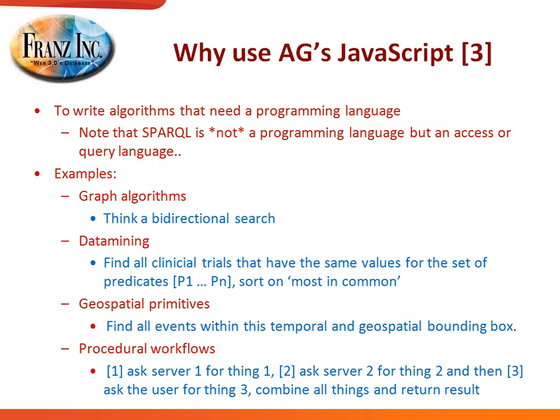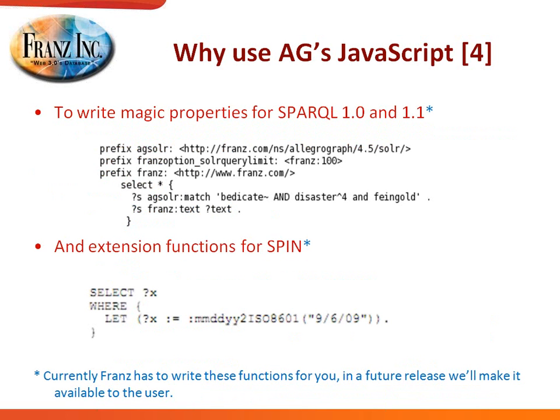And finally, with SPARQL 1.1, you now have magic properties where you basically can put whatever magic you want in the property and use it straight in your query language. So for example, we have one for Solr. We can now integrate with Solr. And here we say find all the things where the text matches in the Solr server with these words, Medicaid, disaster, and Feingold, and then for each of them, find something else.